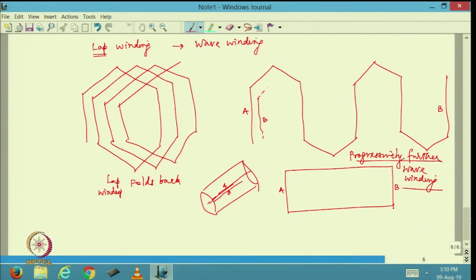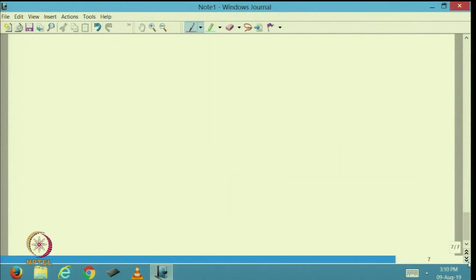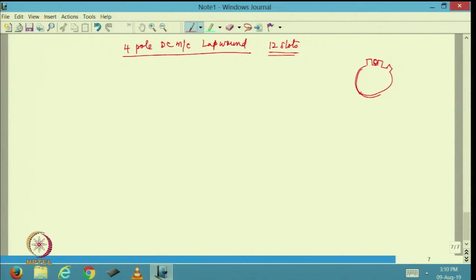So when I look at lap winding and wave winding like this, let me draw one winding structure for a 4-pole DC machine, lap wound, and let us say I am going to have 12 slots. You understand what is a slot? In the rotor we showed like this, right? This is how the stampings are. So this is essentially a slot inside which conductors are placed. So here I am talking about a 12 slot DC machine.